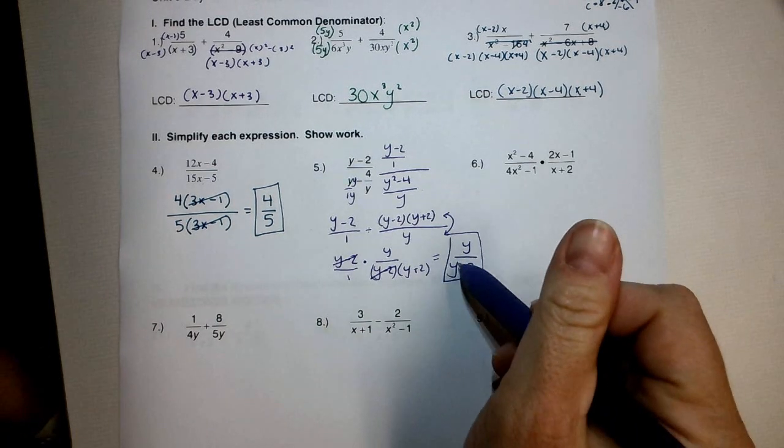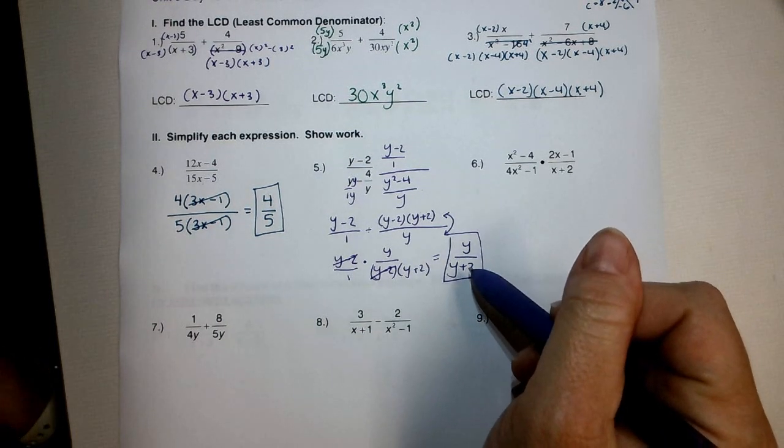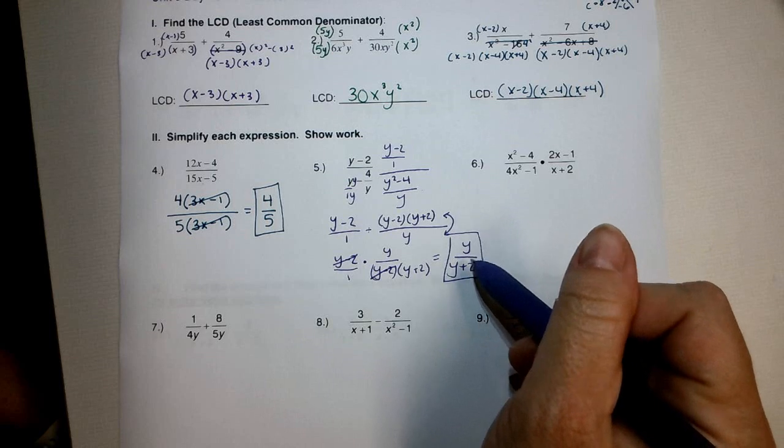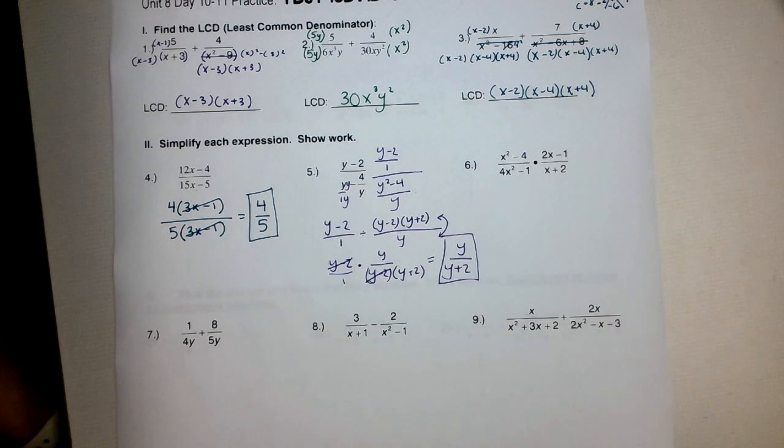Now remember, these y's don't cancel because anytime you have plus or minus, it has to be exactly the same. And this doesn't have a plus 2, therefore nothing can cancel.